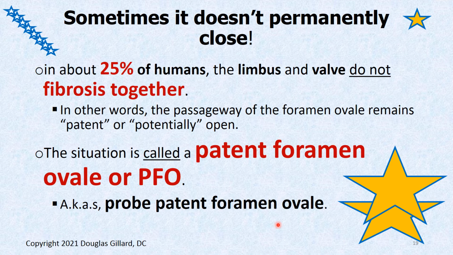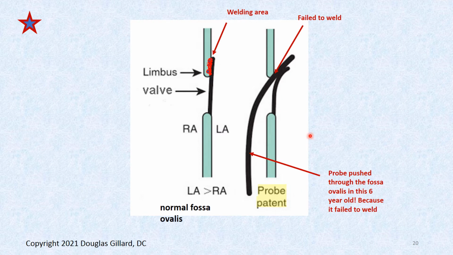So sometimes this is also called a probe patent foramen ovale. When you're studying hearts in Gross 2 lab, if you can push a probe between the limbus and the valve, then it's patent. We used to have a heart like that. You could just push the probe right through there. It wasn't ripped or anything. So that's a probe patent foramen ovale. Limbus and valve are welded in this person. In 25% of people, it's not welded, so you can stick a probe or a catheter right in there.